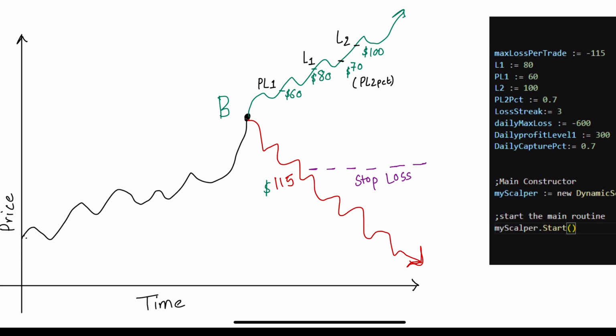In a similar way, but let's say what if we see a strong uptrend? In that case, we're going to have a dynamic scalper, which would be on a percentage basis. So instead of the dollar amount 60 for level 2, the PL2, the profit for level 2 would be based on percentage. Right now I set it at 70. So that means level 2 at 100. So let's say if it crosses past 80 and then reaches 100, our new stop loss is going to be set at 70.